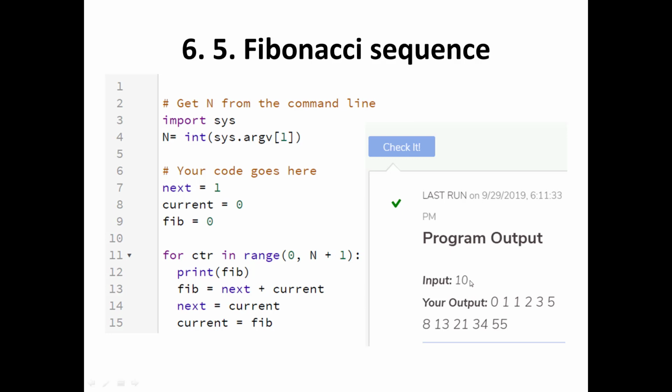So if you have an input value of 10, your Fibonacci sequence would iterate from 0 to 10, and these would be the values that you print here. Try it for yourself.